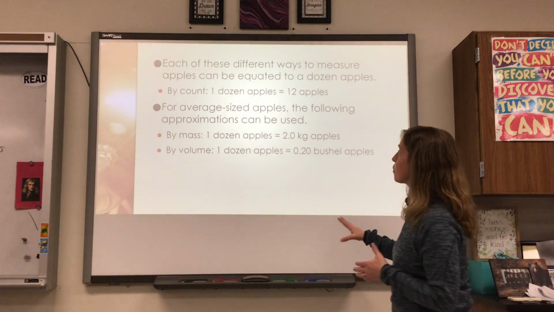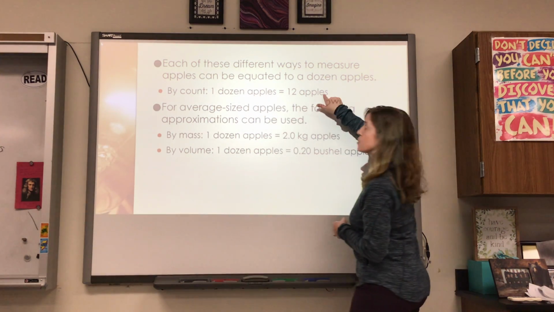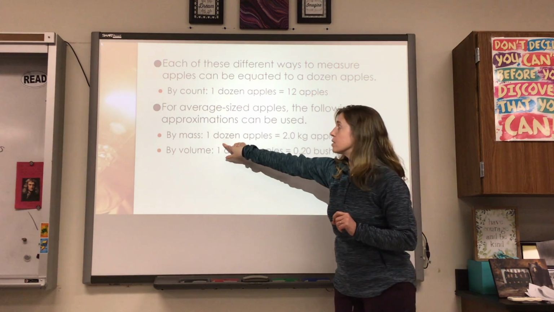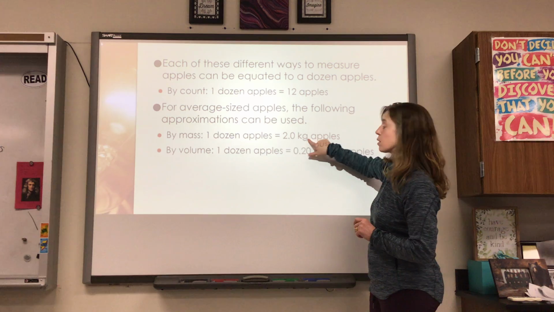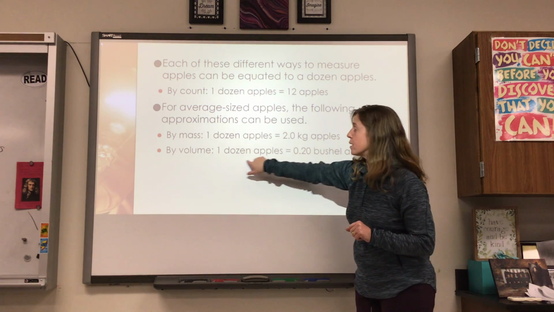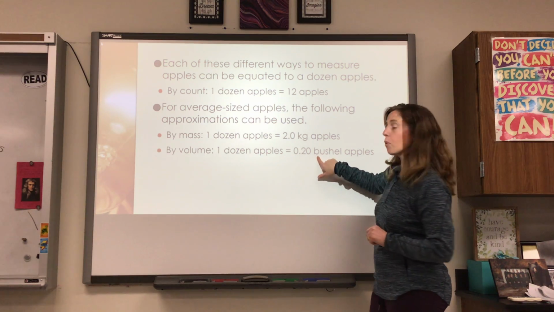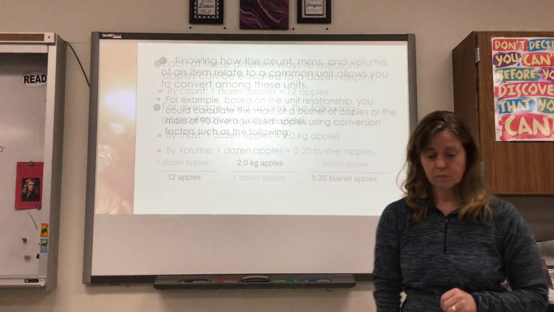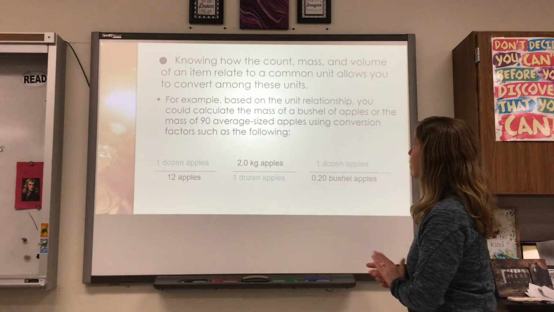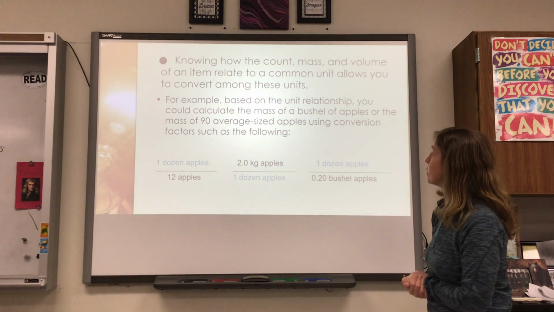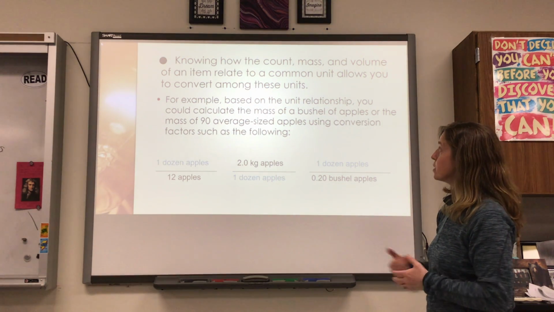So here's our ratio. We know that a dozen apples are equal to 12 apples. That's our first conversion ratio. Then we know a dozen apples also equal 2 kilograms of apples. That's our second conversion. And then we also know that a dozen apples are equivalent to 0.2 bushels of apples. That's our third conversion. So knowing how the count, mass, and volume of an item relate to a common unit allows you to convert among these units.